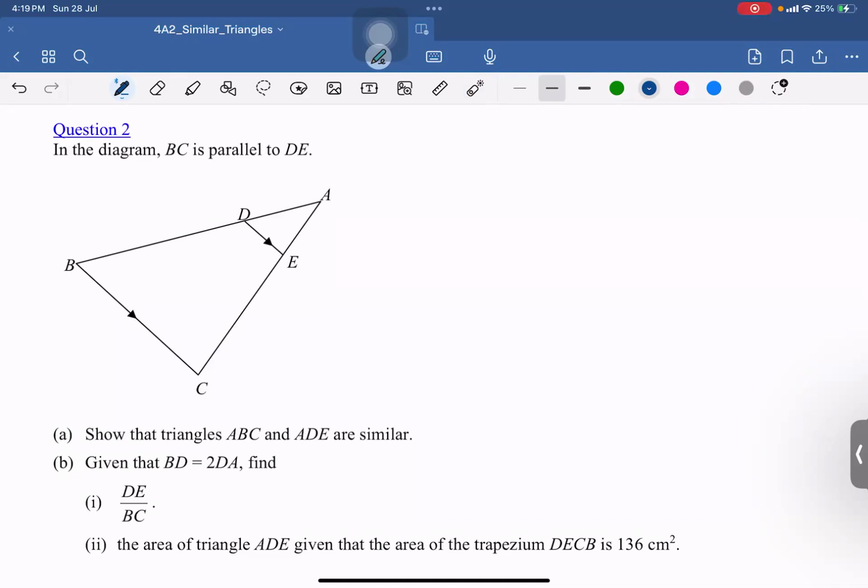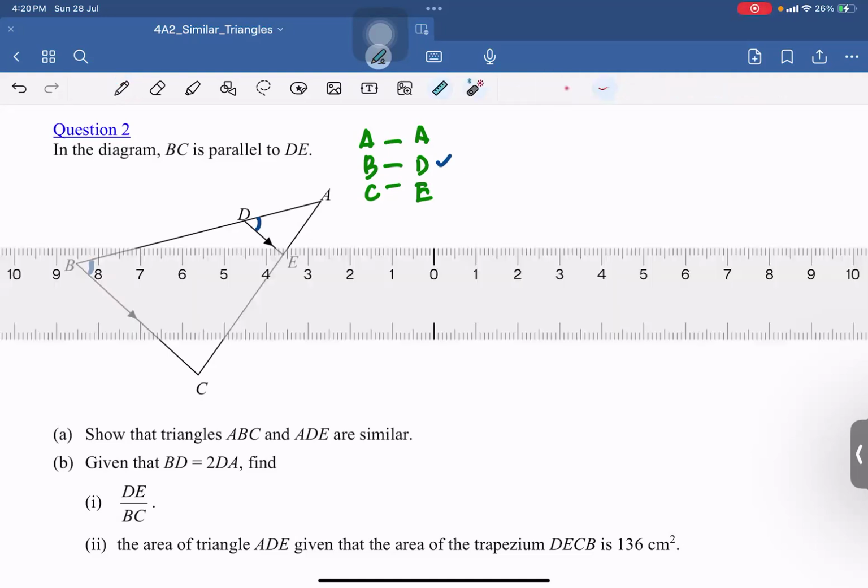First, I need to know that there is a sequence in the order of the labeling. They want triangle ABC, and I need to match it with triangle ADE. We can start with the angles first. In triangle ABC, angle B over here is supposed to match with angle D. And in fact, these two angles are equal to each other. And what is the reason? Because of a pair of parallel lines.